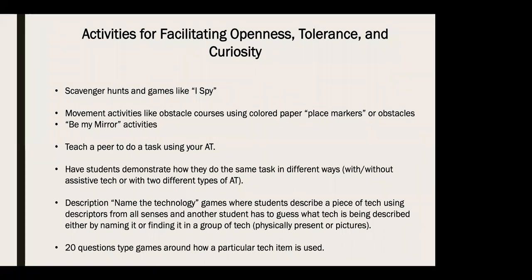Have students demonstrate how they do the same task in different ways, without assistive tech or with two different types of AT. Description, name the technology games, where students describe a piece of tech using descriptors from all the senses, and another student has to guess what tech is being described, either by naming it or finding it in a group of tech, physically present or pictures. And then another one is 20 question type games around a particular tech item being used.